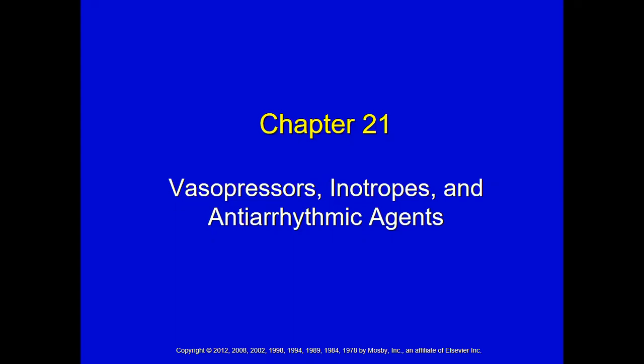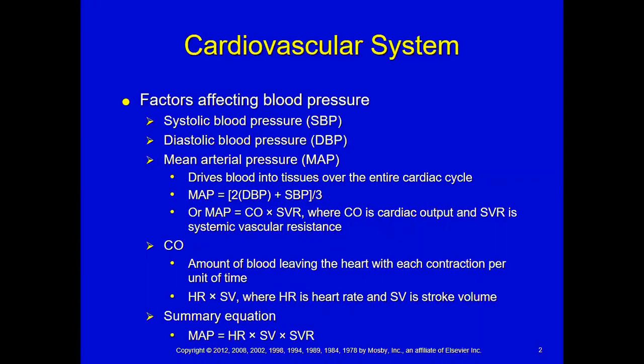So today we're going to do chapter 21, vasopressors. So everybody knows that's going to squeeze our veins. Inotrope, that's going to make the squeeze of our heart greater. And then antiarrhythmic agents, so things that are not going to let my heart go flippy flop. Okay. All right. So let's talk about what we have to talk about when we talk about these drugs.